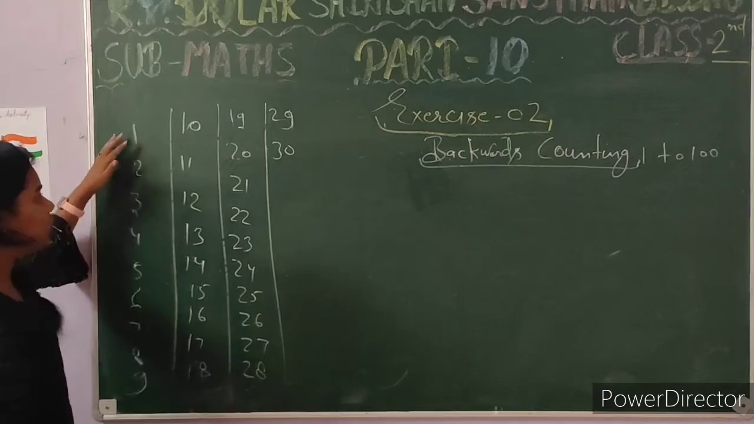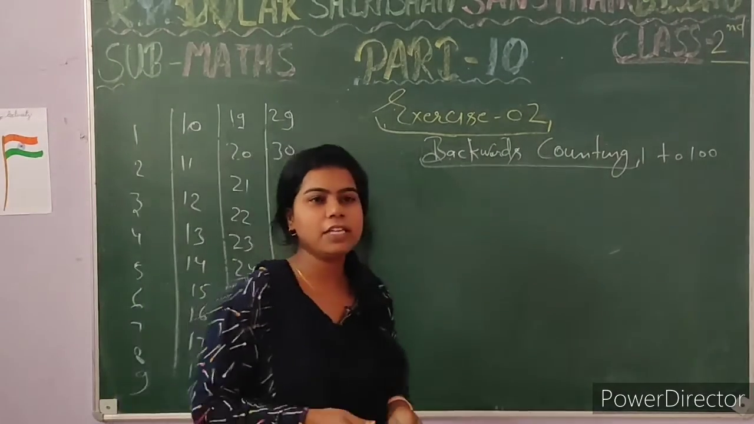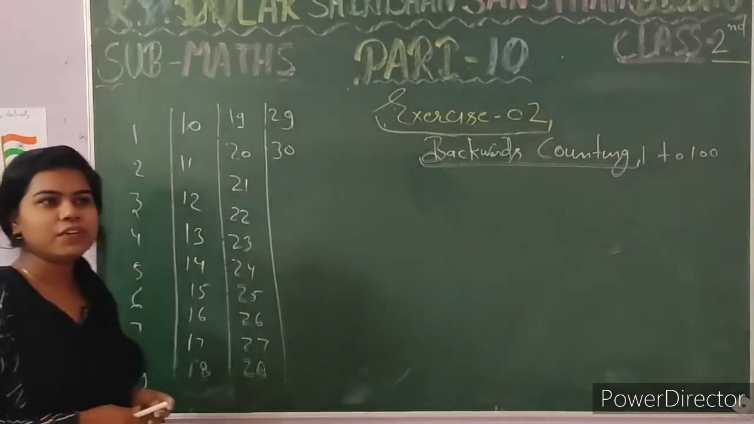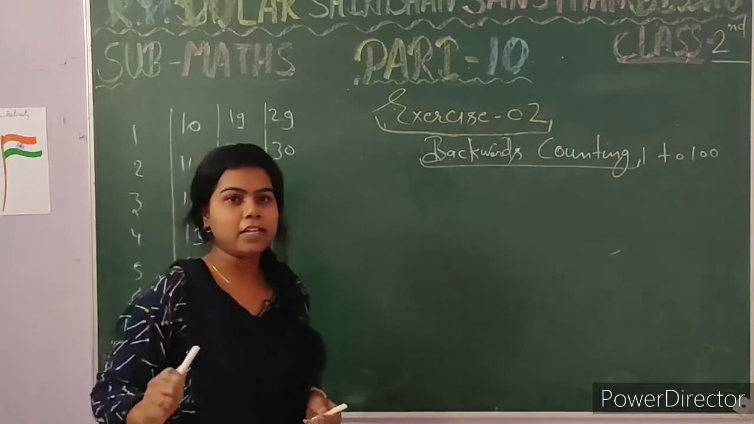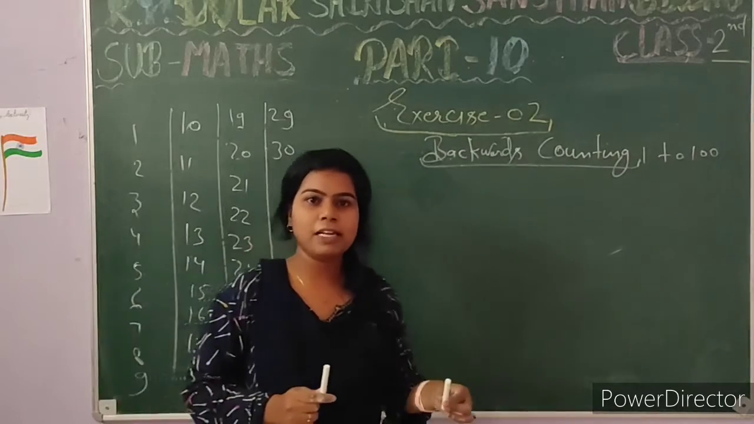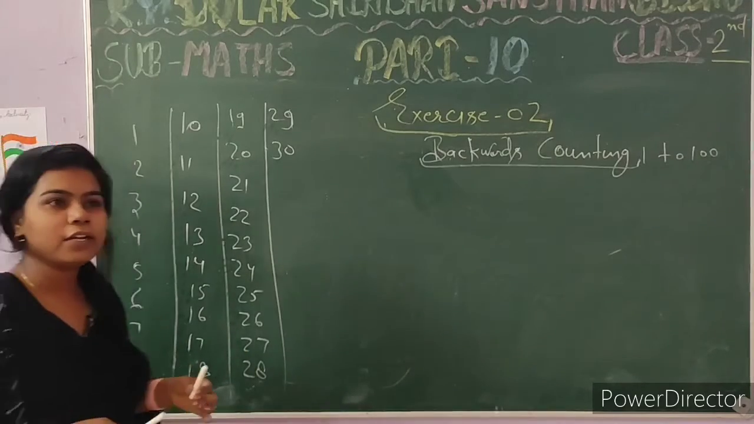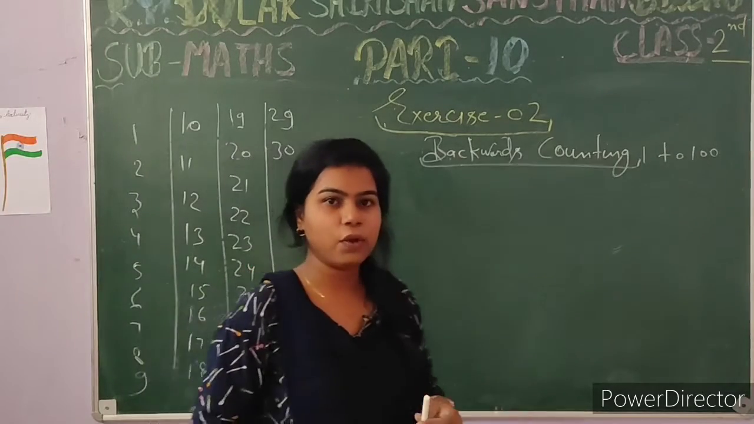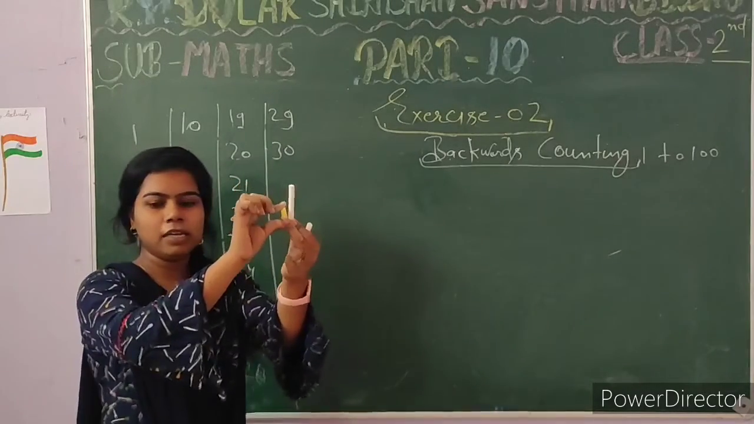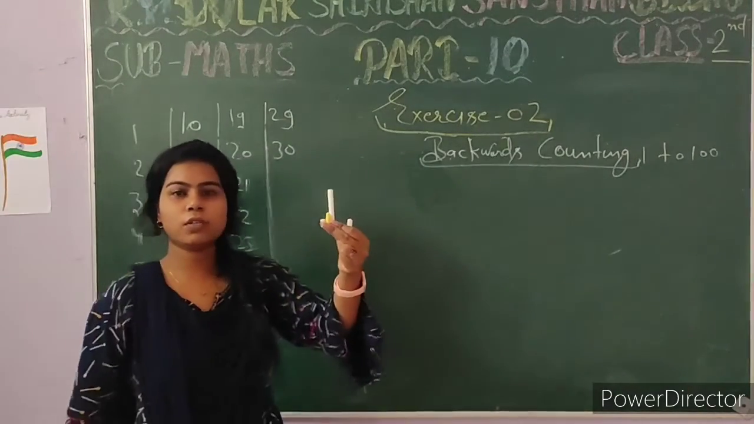So students, there is counting 1 to 30. Backward counting means we can easily recognize that it is in descending order. What is the meaning of descending order? First of all, we write the greatest one, then smaller than the greatest one, then smaller than that. Descending order means decreasing order. If we have a greater one, then a smaller one, then an even smaller one, this is called descending order.